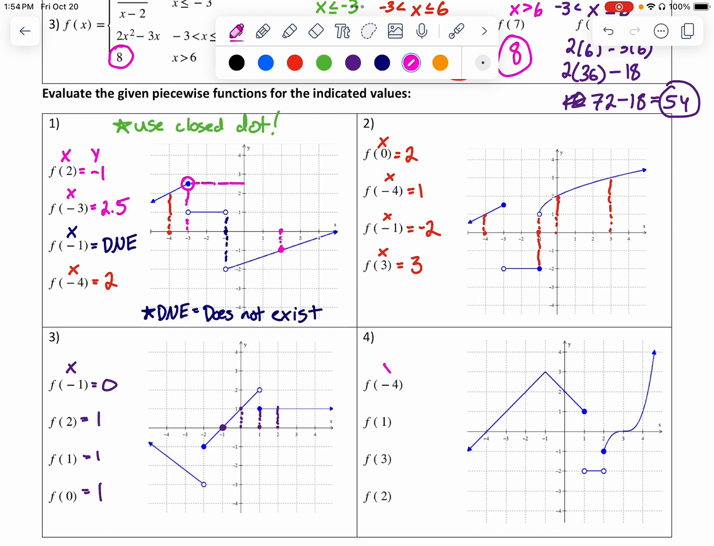Final graph, when x is -4, it's on the x-axis, so that is y is 0. When x is 1, the solid dot is at 1, so we ignore the open dot that's down there. When x is 3, again, that's on the x-axis, so it equals 0. And when x is 2, we've got a solid dot and an open dot, so we ignore the open dot and just look to the solid dot, so -1.